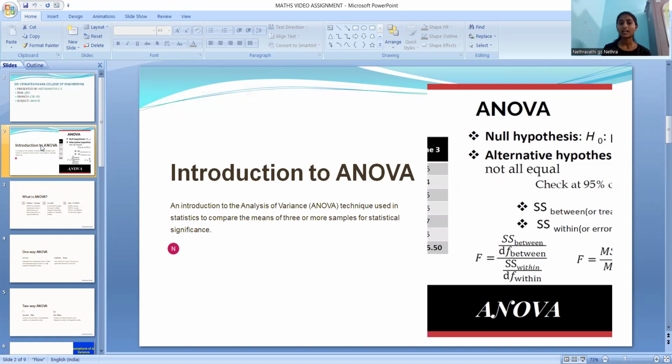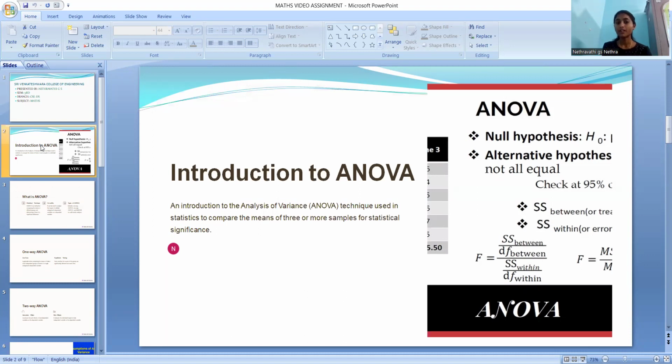ANOVA stands for Analysis of Variance Technique, which is used in statistics to compare the means of three or more samples for statistical significance. This ANOVA concept is used to compare two variables and their significance, like which one has more significance between them.